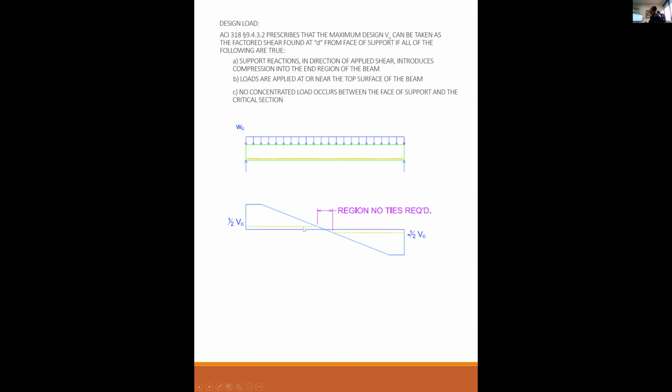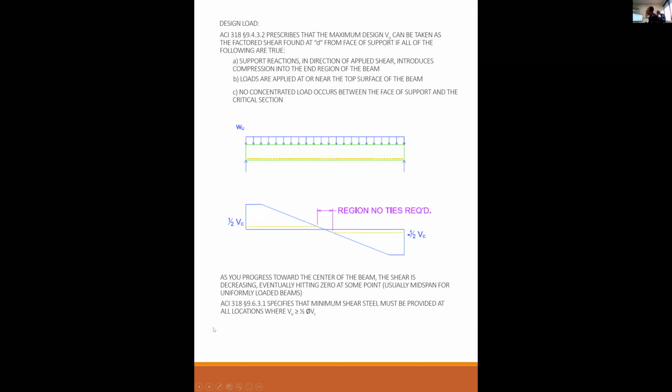Okay, now the next thing we're going to talk about is when the shear gets to a value that is low enough, you do not need any ties at all. Or if you have a reinforced concrete beam that has just really low shear values on it, you may not need any ties at all. But you have to pass this criteria. As you progress towards the center of the beam, the shear is decreasing, eventually hitting 0. There's your 0 shear here at some point, usually mid-span for uniformly loaded beams. ACI 318 section 9.6.3.1 specifies that the minimum shear steel must be provided at all locations where VU is greater than one half times phi times V sub C.